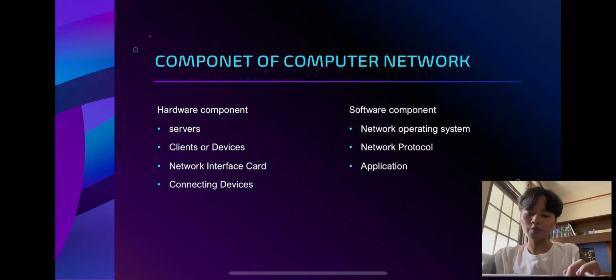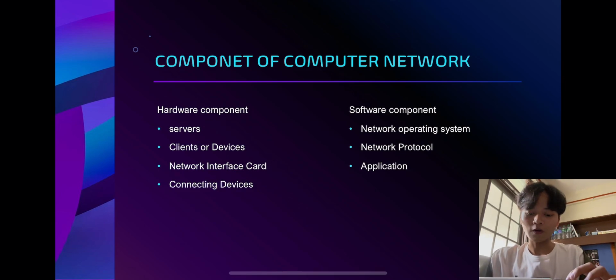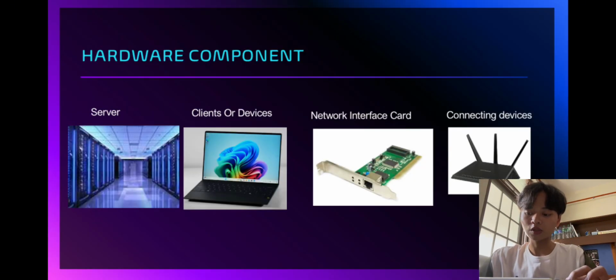And for components of a computer network, they are divided into two: hardware components and software components. For hardware components, there is the server, which is used for storing and managing network resources and applications. Then clients or devices such as personal computers or smartphones access resources from the server. Next is the network interface card, or NIC, that allows a computer to connect to a network, and transmission media, which is the physical or wireless pathway that carries data, including cables or radio waves. Other than that is hardware that is used to connect devices or manage data flow, called connecting devices, such as hubs, switches, routers, modems, and firewalls.